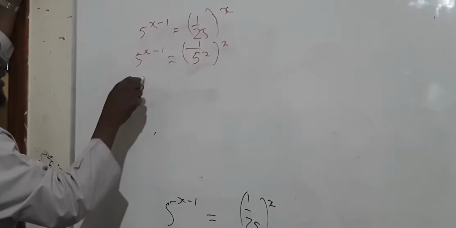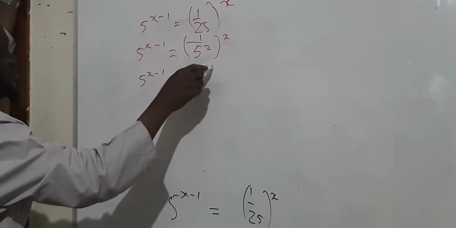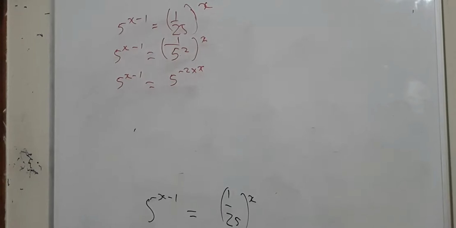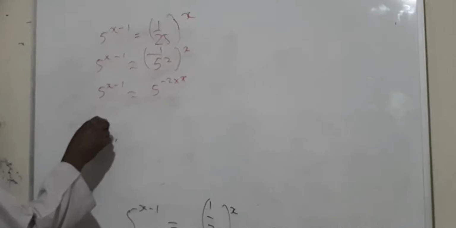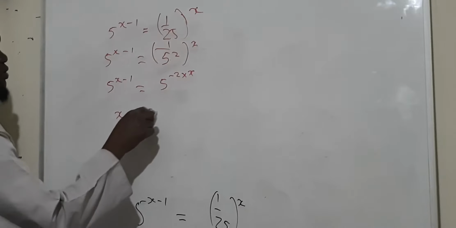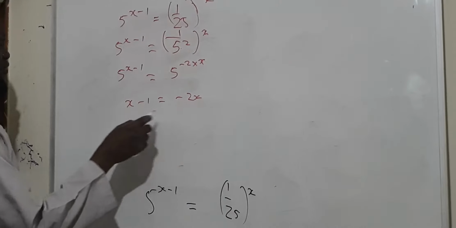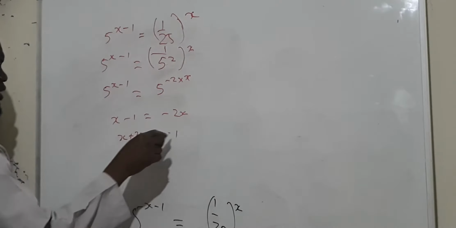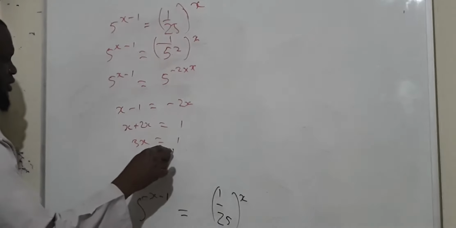So this is 5^(x minus 2) is equal to 5 to the power minus 2 times x, because 1 over 5 squared is 5 to the power minus 2. So we compare the indices now. It's equal to minus 2x. Move this here, move it there. So x plus 2x is equal to 1. 3x is equal to 1. x is equal to 1 over 3.